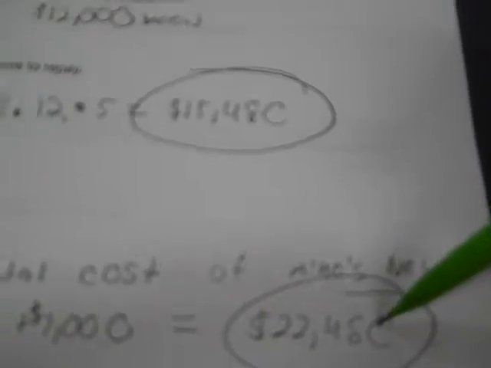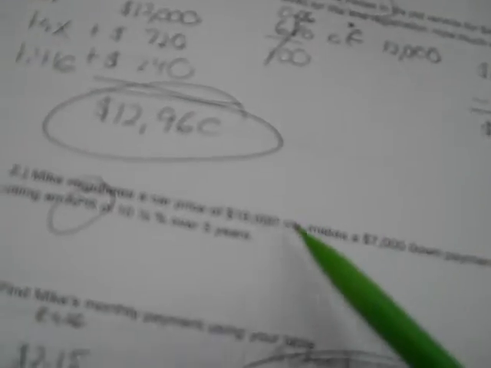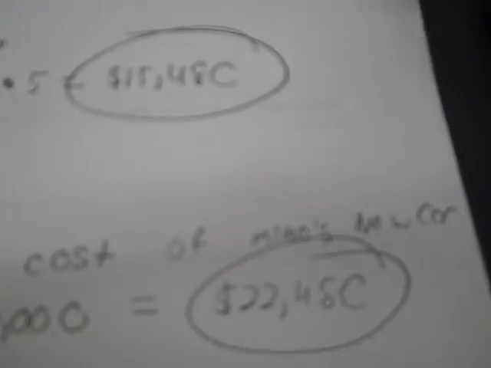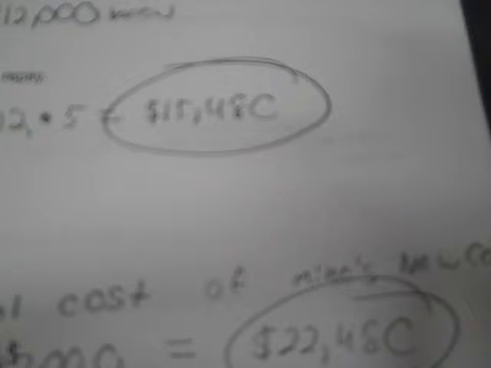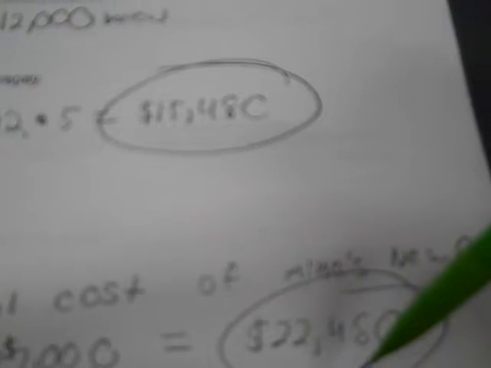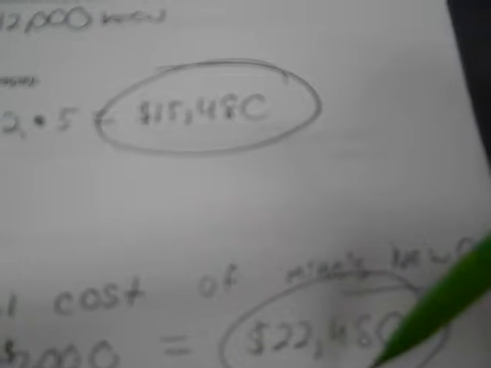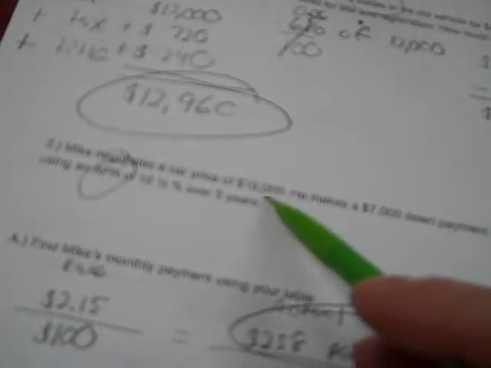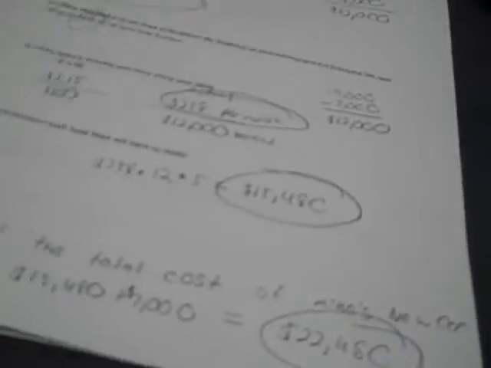Now I want you to compare this number with this number. This is how much the car cost, but this is how much he paid. So why is he paying more? Why did he have to end up paying more? Think about it. Was he able to pay for the car at the same time, like when he bought it? No, he wasn't. So that's why he ends up paying a little more than the car itself cost, because he couldn't pay for it at one time.